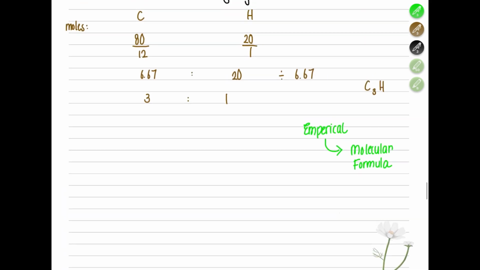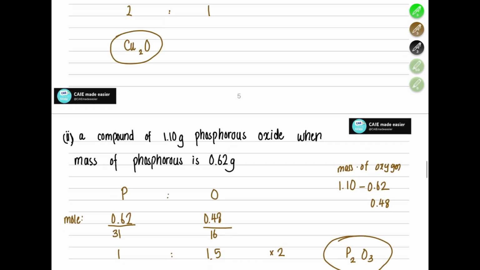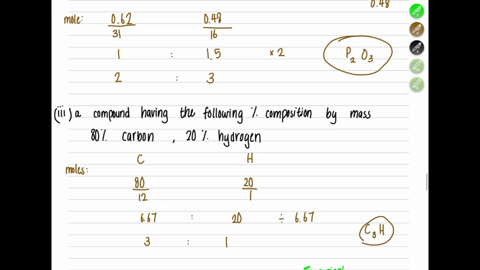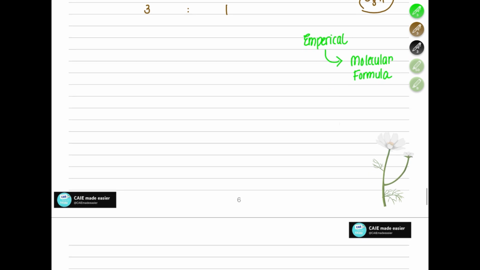Alright, so now we calculated the empirical formulas using the ratios, but this is not the molecular formula. Based on the empirical formula, we are able to convert this into the molecular formula. But we need to know another equation, where n equals molecular mass divided by empirical formula mass.